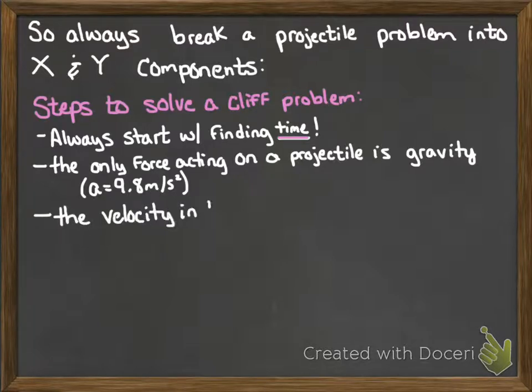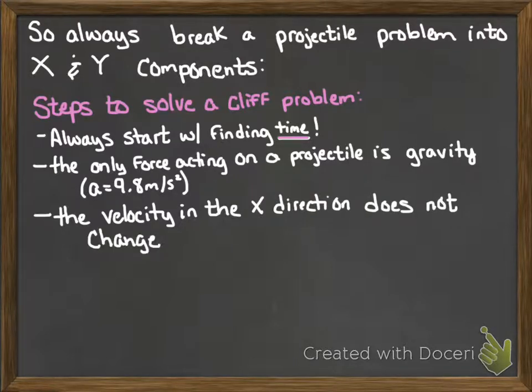And then you need to know that the velocity in the x direction does not change. It's going to be constant. So like in the previous problem, Wile E. Coyote left the cliff at 3 meters per second in the horizontal direction, 3 meters per second east. So when he hit the ground, he was going 3 meters per second east still. He was going much faster than that towards the ground, but his x component stayed the same.